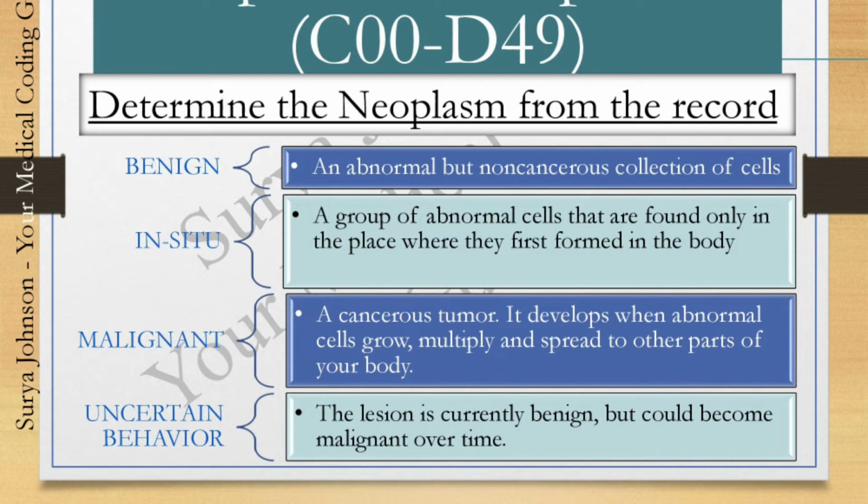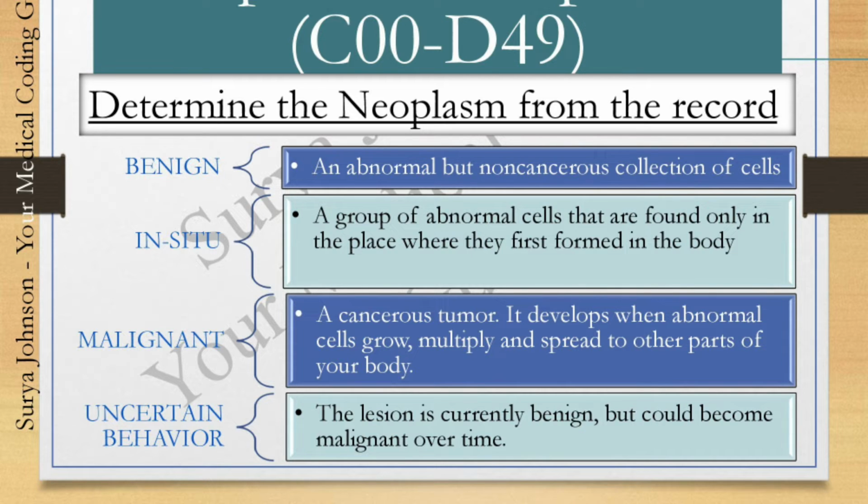But if it's documented as uncertain behavior, it is neither cancerous nor non-cancerous, but the high chance of becoming malignant over time is there. So, in that case, the patient will receive all the care that is required to eradicate that abnormal growth. So, in this scenario, the doctor might state that it is an uncertain behavior.